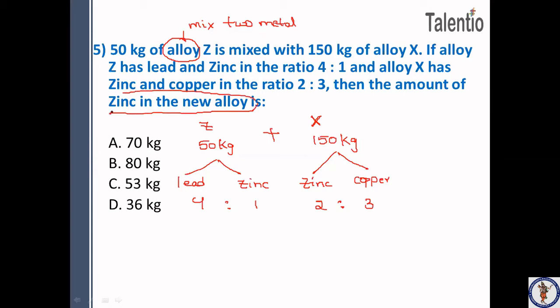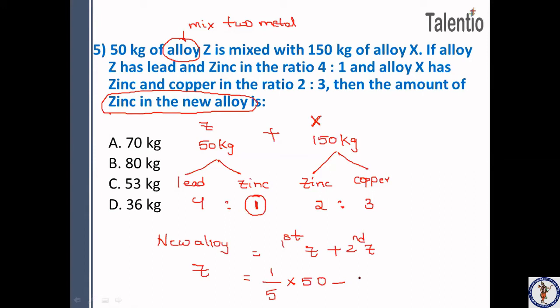Now listen, the new alloy is nothing but the combination of alloy Z and alloy X. The zinc in the new alloy is equal to the first alloy's zinc plus the second alloy's zinc. Yes or no? So what is the quantity of the first alloy's zinc? It is ratio part 1 out of 50, so 1 by total 5 into 50 kgs, plus in the second alloy, what is the ratio part of zinc? 2 parts out of total 5 parts into 150.